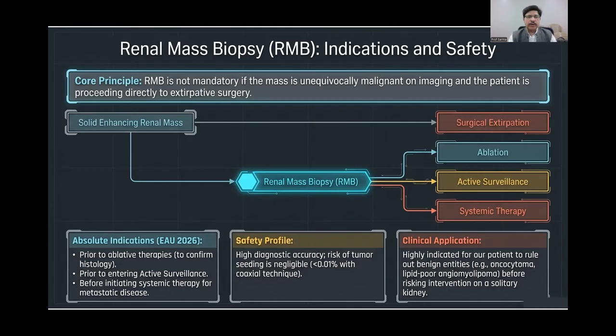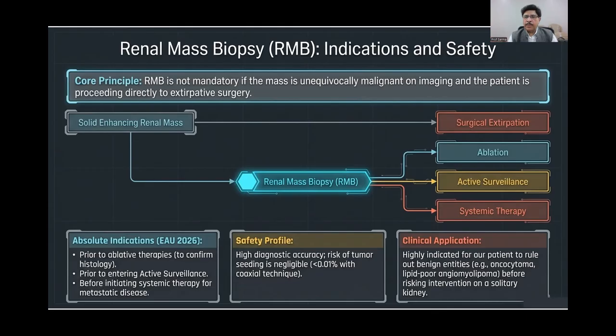Absolute indications per the 2026 EAU guidelines: prior to ablative therapies, to confirm histology. Supposing you want to give ablative therapy, you need to know the histology. For that, you require a renal mass biopsy. Also prior to entering active surveillance, and before initiating systemic therapy for metastatic disease. Safety profile: high diagnostic accuracy, very safe procedure, the risk of tumor seeding is negligible. Renal mass biopsy is an absolutely safe procedure. What is the clinical application?